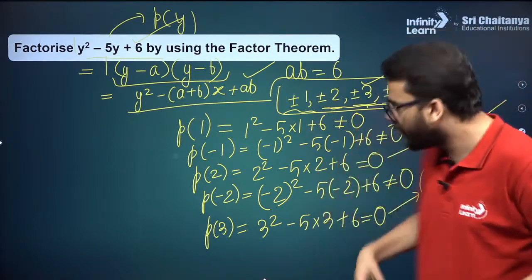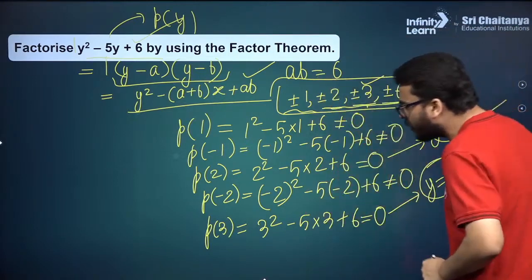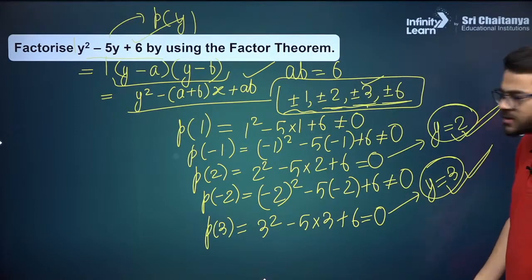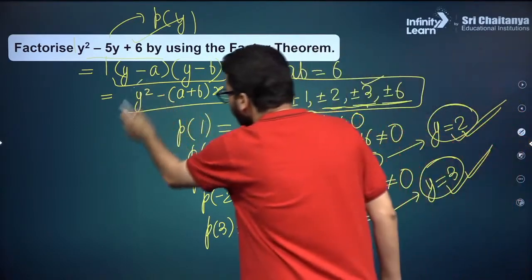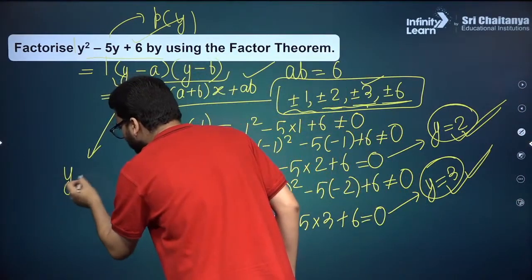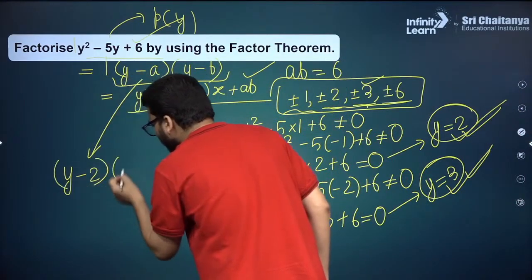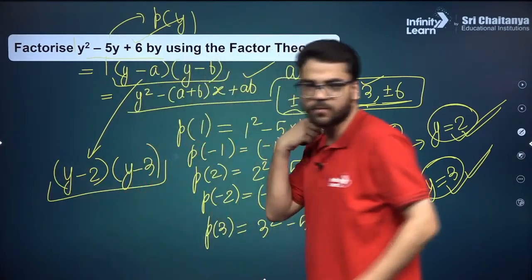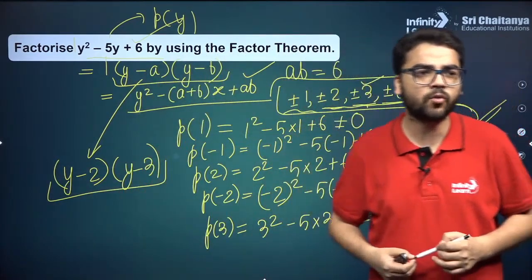Now do I need to check again? Tell me. We don't need to check. This is a quadratic polynomial and we have got 2 zeros of that. So we don't need to check it. So what does it mean? The zeros we have got are 2 and 3, so the polynomial over here can be represented like this: y minus 2, y minus 3. This is the required factorized form of this polynomial. Is it clear to every student in this session?